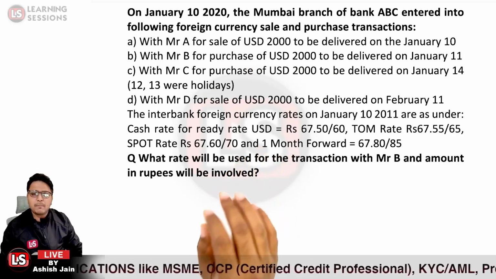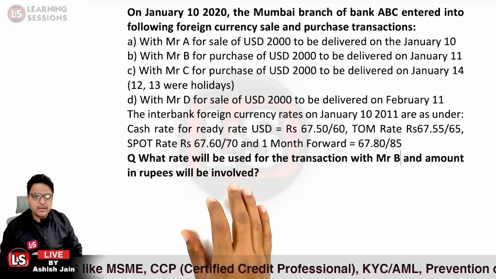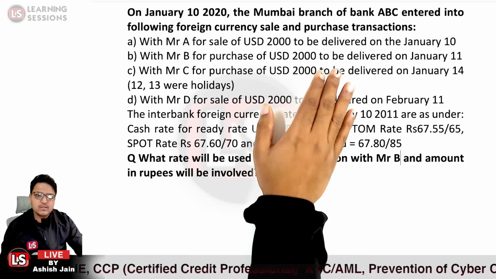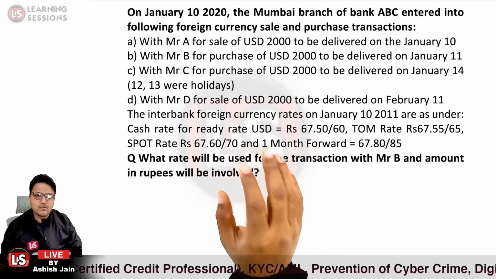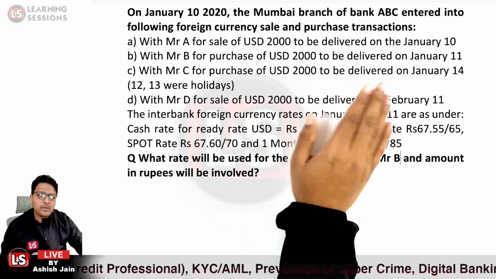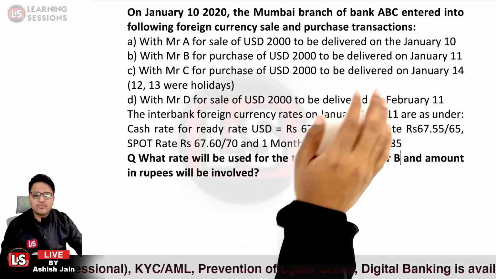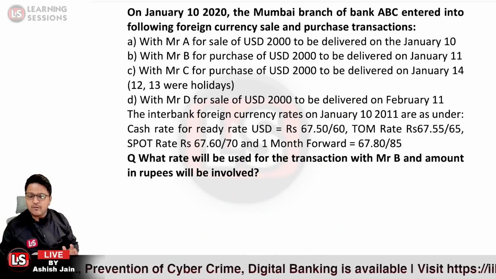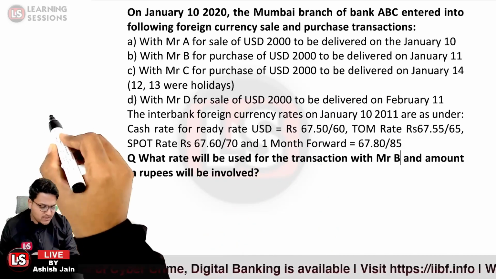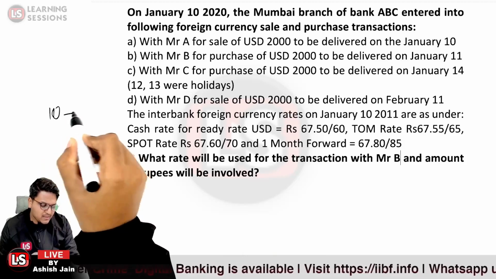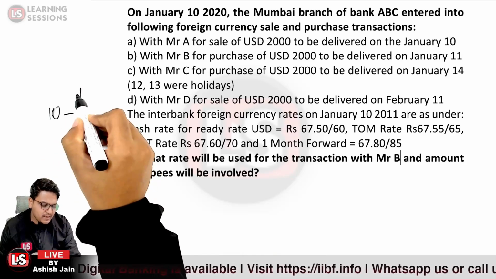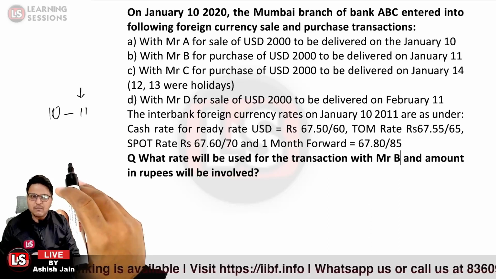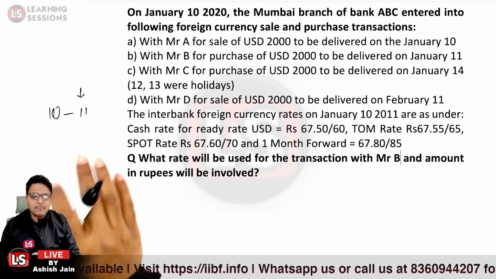We will be purchasing it at the buy rate, because it is related to the interbank market rate only. So we are going to consider the same rate over here, to be delivered on January 11. The transaction is to be settled on January 11, the next day from the date of transaction. The date of transaction is 10th of January and it is to be settled on the very next working day. So what rate would be applicable over here?